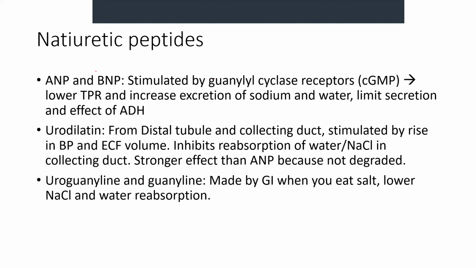Now here we have the natriuretic peptides, ANP and BNP. These are produced in the heart, inside the atria and the ventricles. These are stimulated by guanylyl cyclase receptors, and what happens is these will produce cGMP, which is a bit like cyclic AMP, but it's cyclic GMP. These will lower total peripheral resistance, and they will increase the excretion of sodium and water.